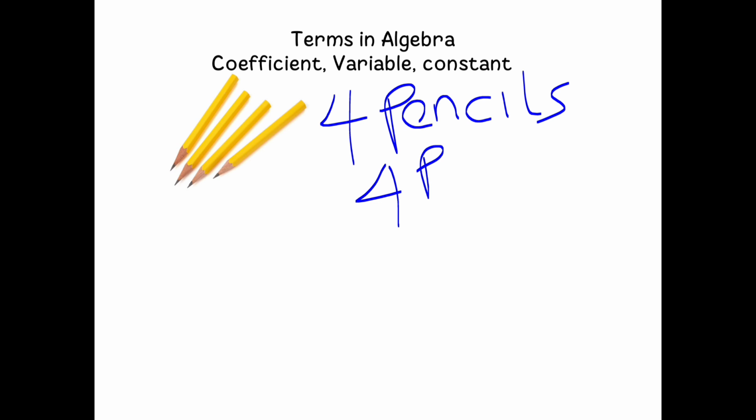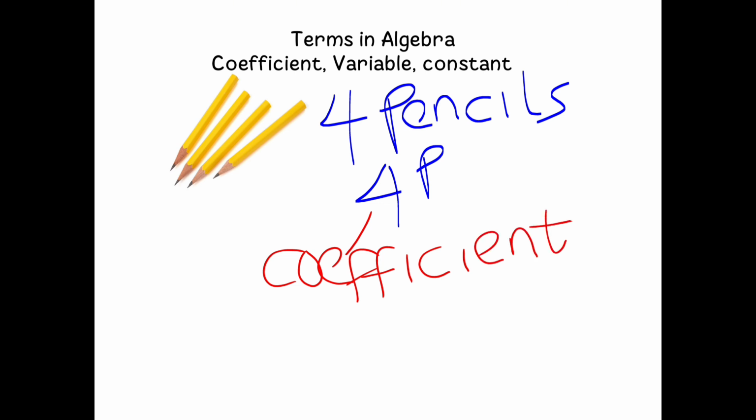When we say coefficient, coefficient is referring to the number that is right beside a letter. And what is the number here? Very good, 4. So 4 here is our what? Coefficient. Do you understand? Very good. 4 is our coefficient.